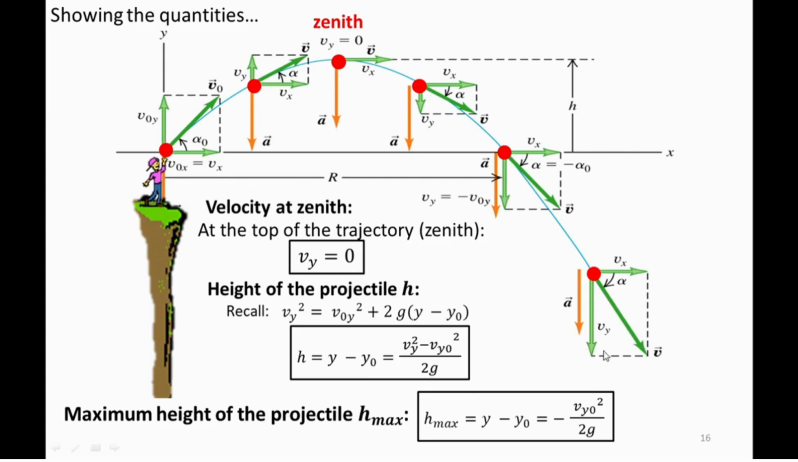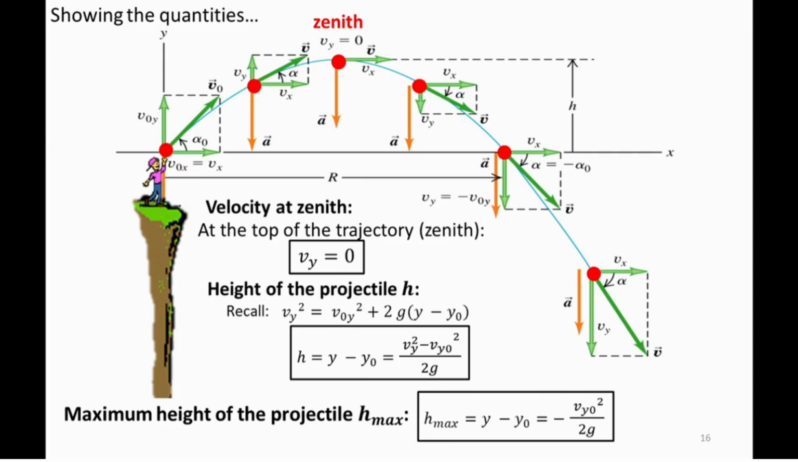Please take note. The x component of the velocity, on the other hand, remains the same because it is not affected by the acceleration due to gravity. Remember here that we are taking the x component and the y component independently. So the acceleration due to gravity is only affecting the y component and not affecting the x component of the velocity.